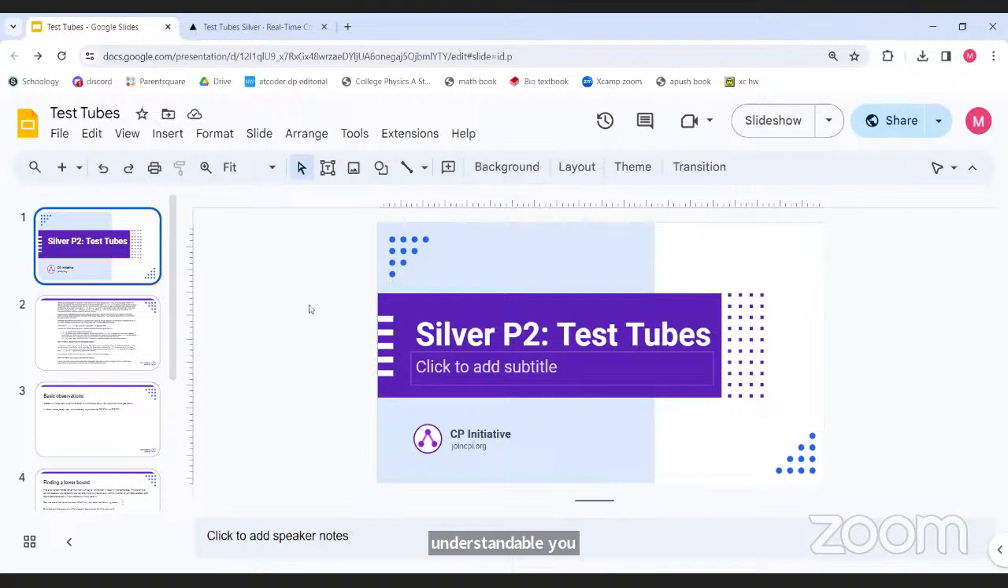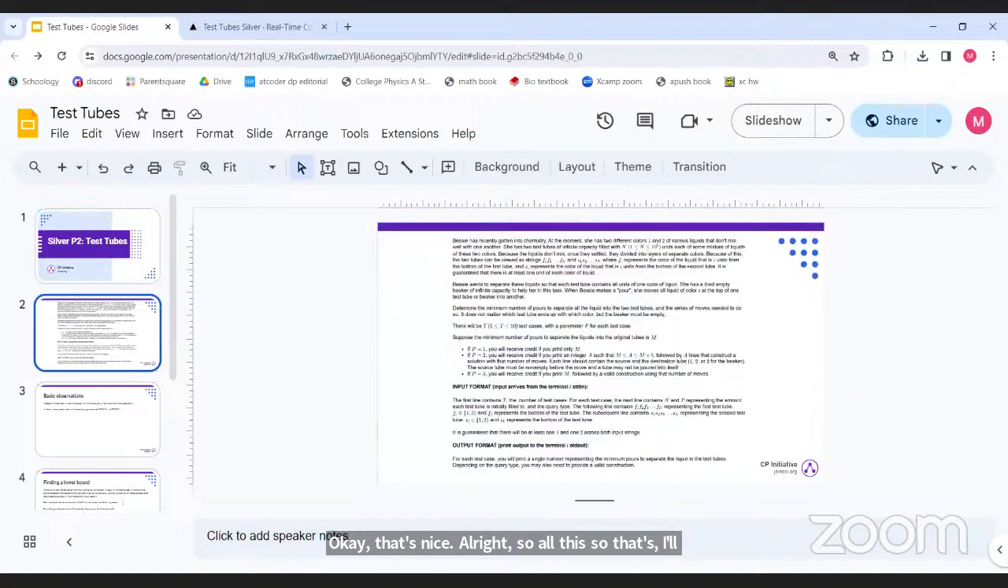Okay, that's nice. All right, so as Arvin said, I'll be going over the second problem for silver, which is test tubes. In this problem, Bessie has two test tubes, and each is filled with a certain combination of liquids. These liquids do not mix, and they have different colors, which Bessie calls colors 1 and 2. The test tubes have infinite capacity, but in the beginning they're each filled with n units of some mixture of the two liquids. Since the liquids don't mix, once they settle, they divide into layers of separate colors. So the two tubes can be viewed as strings, where each index of the string is a color of the tube.